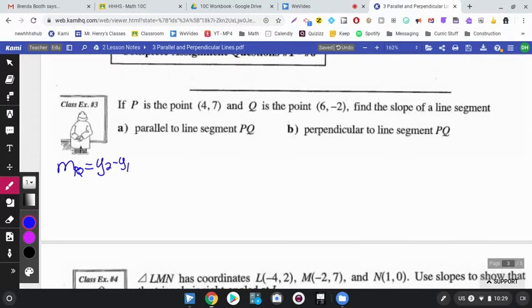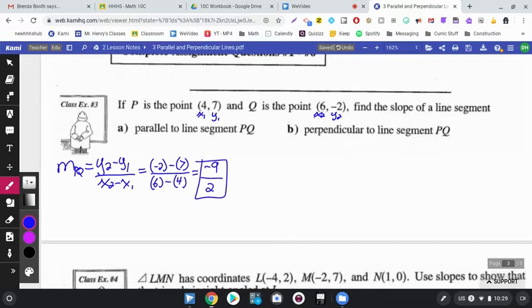y2 minus y1 over x2 minus x1 equals, well, I better label my points. P, I'll call the first one, x1, y1. And then Q, we'll call that our second point, x2, y2. And I plug it in: -2 minus 7 over 6 minus 4. So on top, I get -9. On the bottom, I get 6 minus 4, 2. That is my original slope.